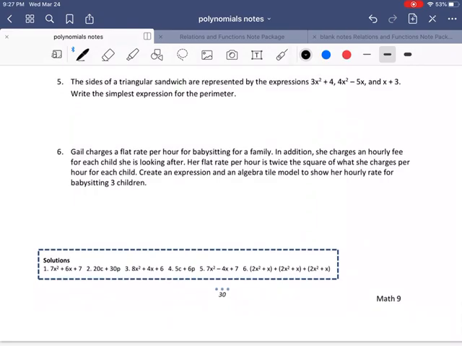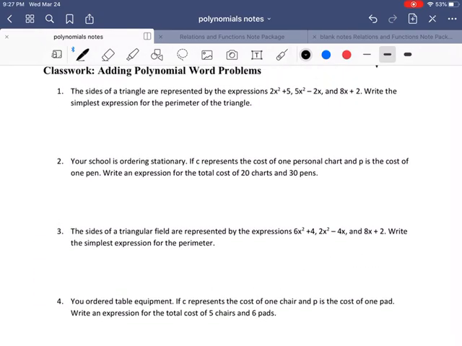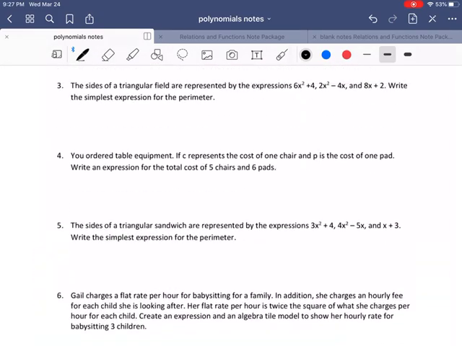So here you have classwork on page 30. There's just a few word problems that you need to complete.